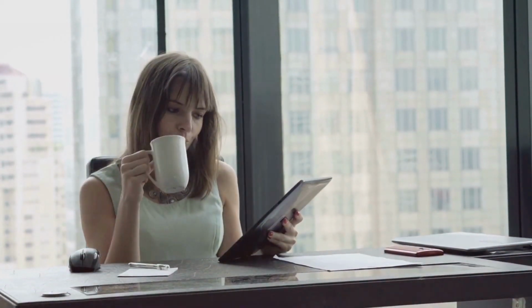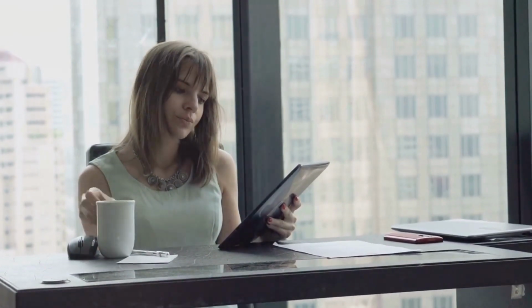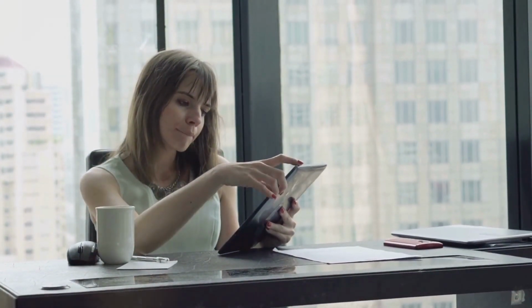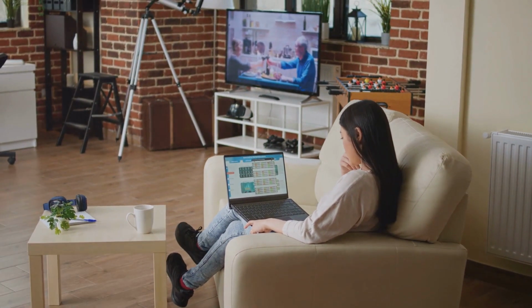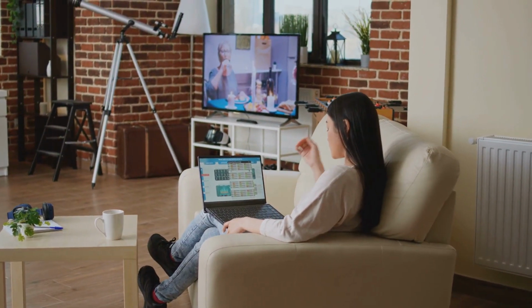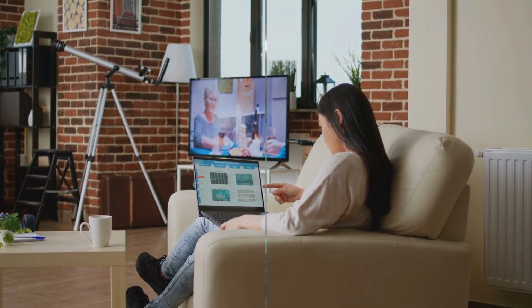Finally, stay informed about economic trends. Knowledge is power, and understanding the economic landscape can guide your investment decisions. Keep an eye on key indicators like inflation rates, market trends, and geopolitical events. This will enable you to make informed decisions and adapt your strategy as needed. Adaptive investing is about staying in the game no matter what the economic climate.